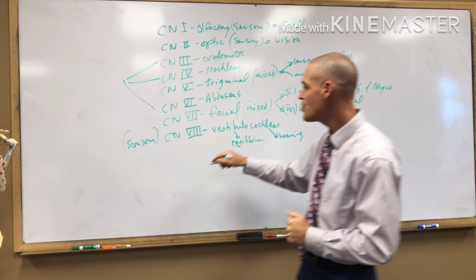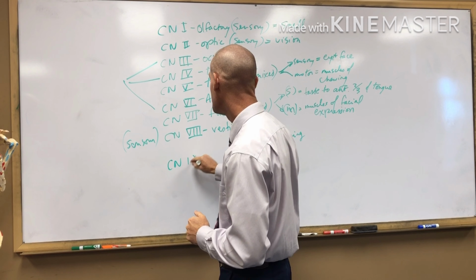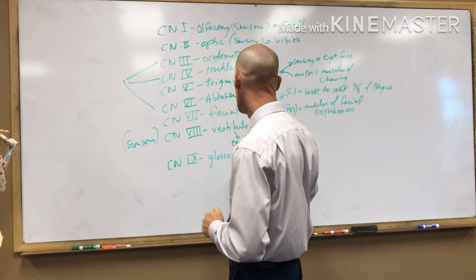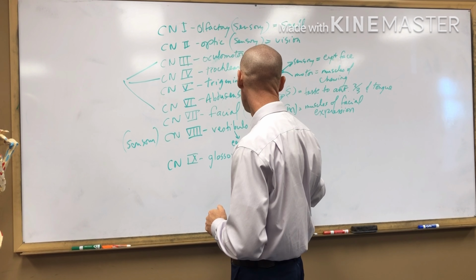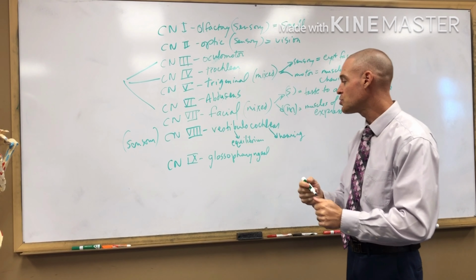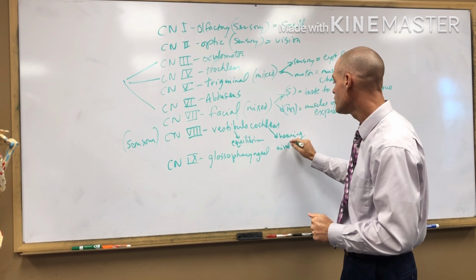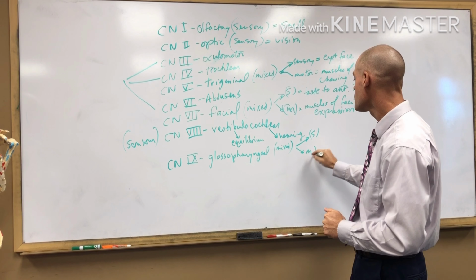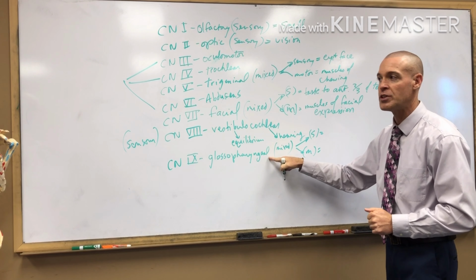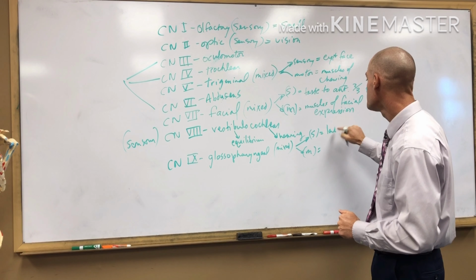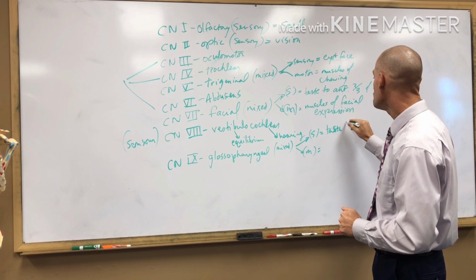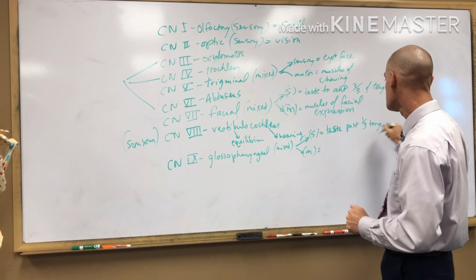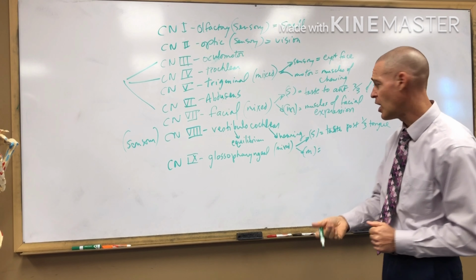Okay. Then we run down to cranial nerve 9. This is glossopharyngeal. Kind of a big name there. This one's going to be mixed. Glossopharyngeal, therefore, is going to do a sensory and motor function. Sensory function for glossopharyngeal is going to be taste again to the posterior 1/3 of the tongue. Taste to the posterior 1/3 of the tongue.